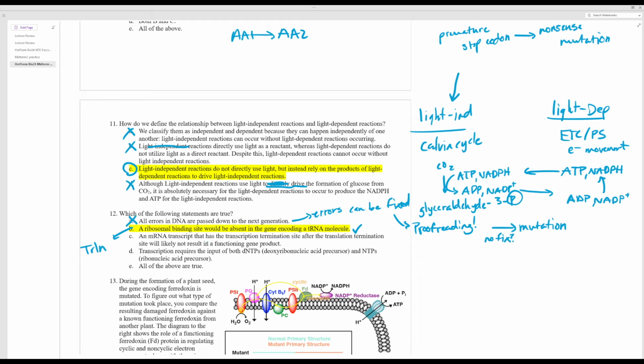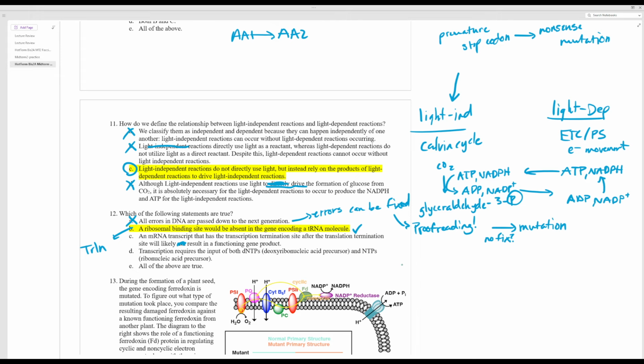An mRNA transcript that has the transcription termination site after the translation termination site will likely not result in a functioning gene product. What I was trying to catch you on is trying to flip them. Really, it's not that it will likely not result in a functioning gene product. It is going to result in a functioning gene product, right?